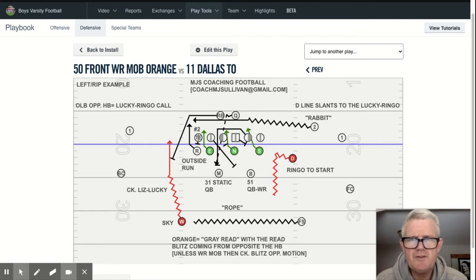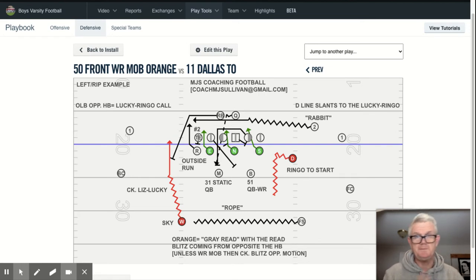So what this presentation is, if you go to my RPO coverage playlist, you'll learn. Please watch Gray Read, because this coverage is Gray Read. Orange is Gray Read with the read blitz coming from opposite the motion. So it's a different simplicity for us, and it's a different read for the quarterback. So instead of the blitz coming from the side of the motion, now the blitz is coming opposite the motion, hence orange. So orange is Gray Read.